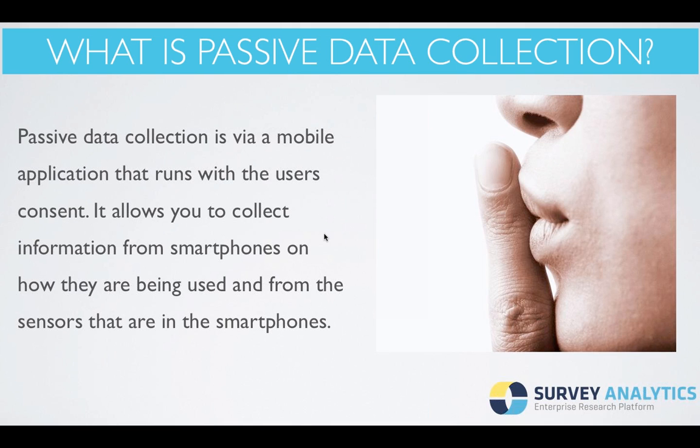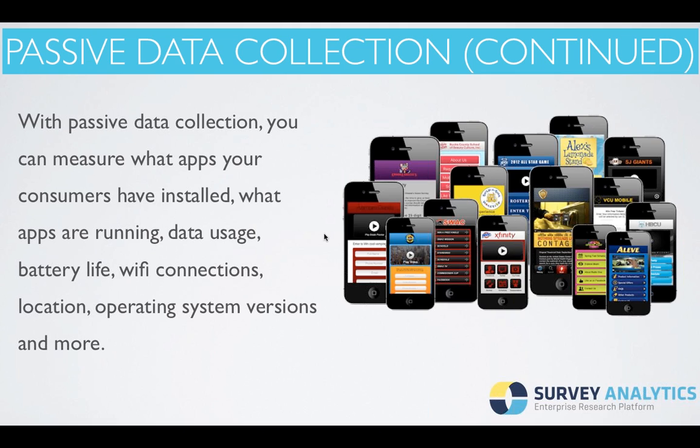What's passive data collection? Passive data collection is via a mobile application that runs with the user's consent on a smartphone. It allows you to collect information from smartphones on how they're being used from the sensors that are in smartphones. And we have to remember that smartphones are very, very complicated devices, and we're going to come on to that a bit later because it impacts on what you can collect, and it in fact has a lot to do with the way we see the future of passive data collection on smartphones.